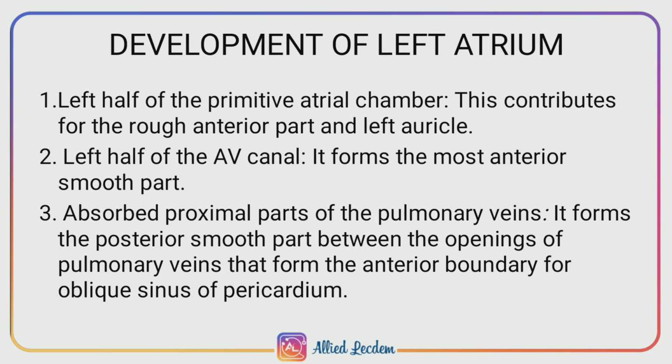Development of the left atrium. The left atrium is derived from the following three components. First, the left half of the primitive atrial chamber forms the rough anterior part and the left auricle. Second, the left half of the AV canal forms the anterior smooth part. Third, the absorbed proximal part of the pulmonary vein forms the posterior smooth part between the openings of the pulmonary veins, that forms the anterior boundary for the oblique sinus of the pericardium.